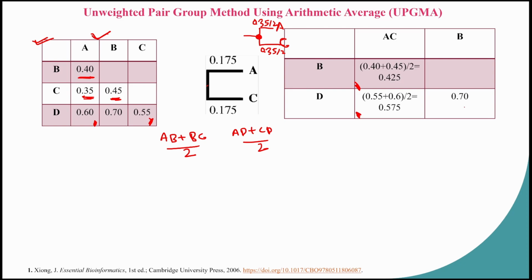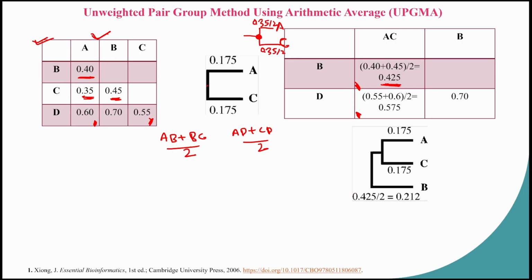B and D. So again, now you have to iterate the process. That means that again you have to find out the new smallest pairwise distance in this matrix. So now for this recalculated matrix, as you can see, 0.425 is the lowest value of all of the values that are present here, right? So that means in the next step, you have to visualize or put a node between the A and C composite taxon and B.